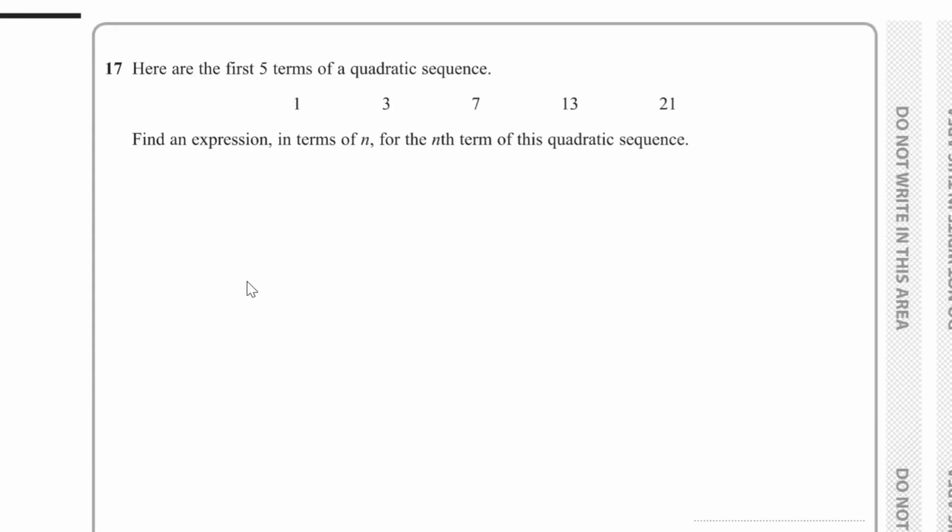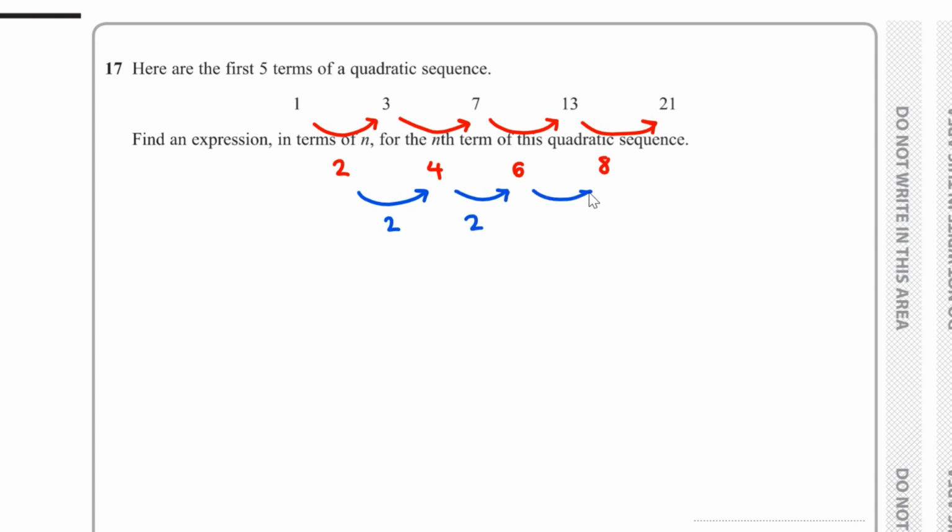Question 17. Here are the first 5 terms of a quadratic sequence. We've got 1, 3, 7, 13 and 21, and we have to find an expression in terms of n for the nth term of this quadratic sequence. Well, first thing we can do is find out the difference between each of these terms. So the difference between 1 and 3 is 2. The difference between 3 and 7 is 4. The difference between 7 and 13 is 6. And the difference between 13 and 21 is 8. We now find out the difference between each of these terms. So here we've got 2, here we've got 2, and here we've got 2.